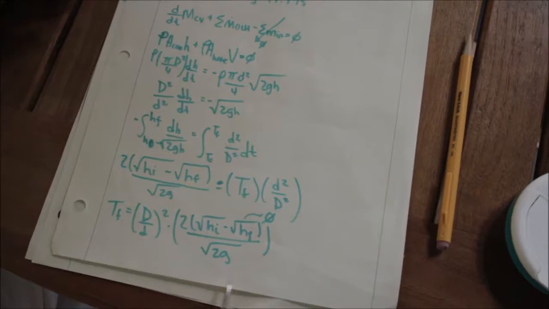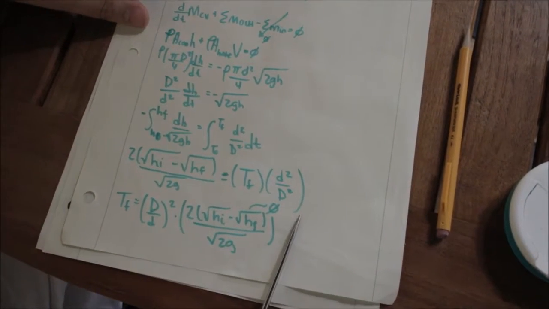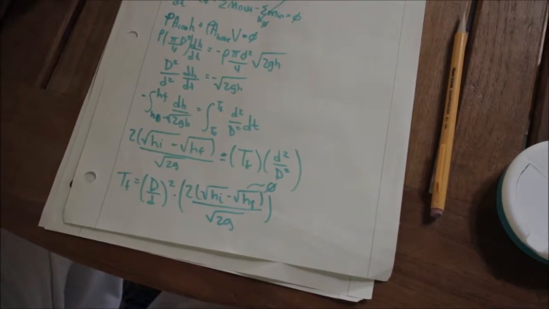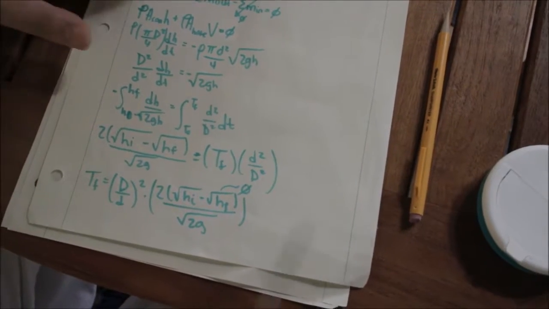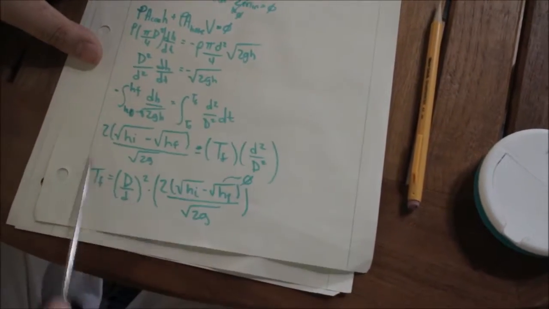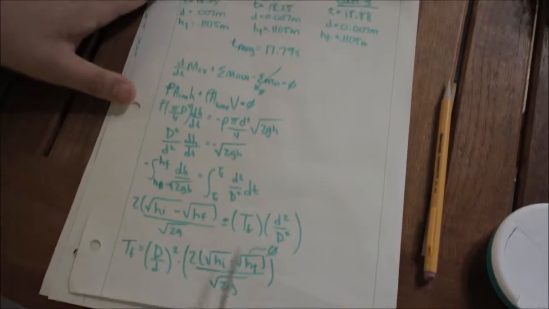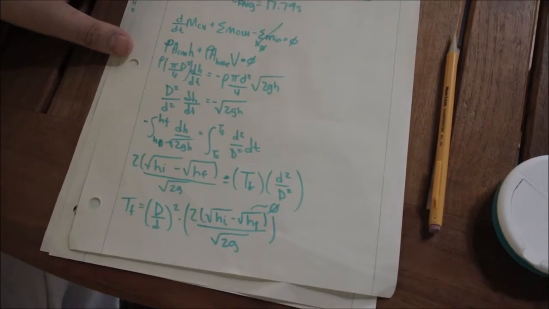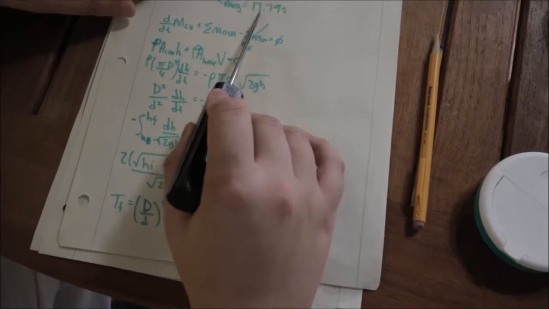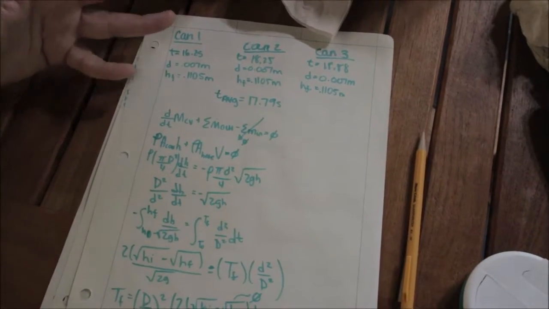There goes the Coke can. hf goes to 0 because we drained the Coke. The final height is not. Now when you plug in these values, most of these values are the same. We're just caring about this d and the other d. What you end up with is around 13 seconds. Well, we got 17.79 seconds, so what went wrong?